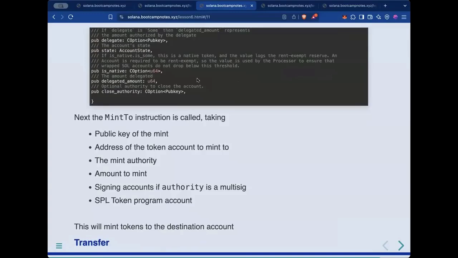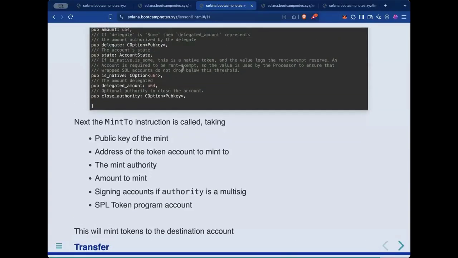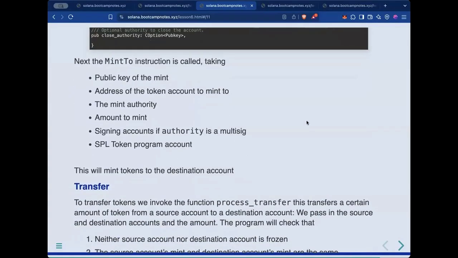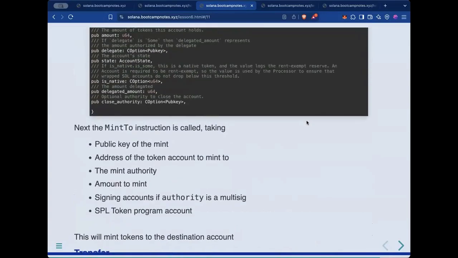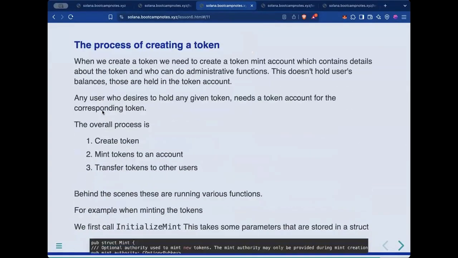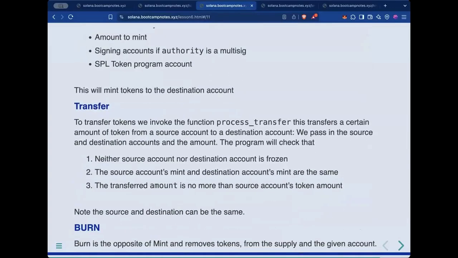I forgot this: I think the is native field is for a native currency, which is going to make a difference to rent. We also have the possibility of the close authority, the fact that somebody can close down this particular token account. Okay, so that's what we need to set up when we are creating the account for a particular user for this token. So we need all of those details there.